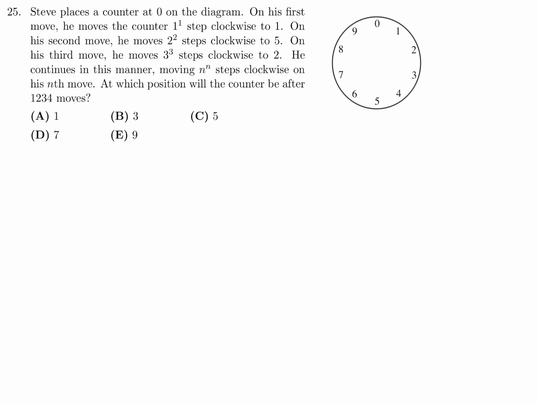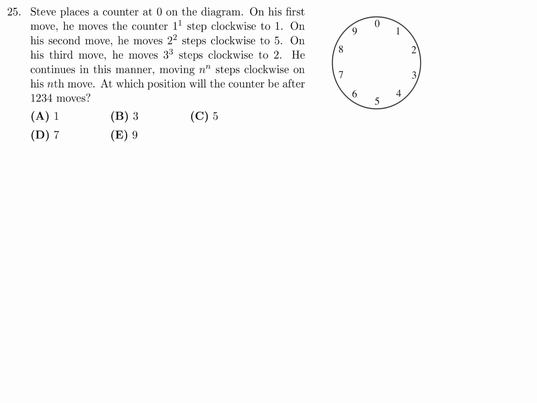Steve placed a counter at 0 on the diagram. On his first move, he moves the counter 1 to the power of 1 steps clockwise to 1. On his second move, he moves 2 to the power of 2 steps clockwise to 5. On his third move, he moves 3 to the power of 3 steps clockwise to 2. He continues in this manner, moving n to the power of n steps clockwise on his nth move. At which position will the counter be after 1, 2, 3, 4 moves?